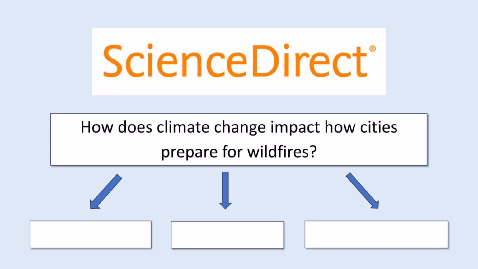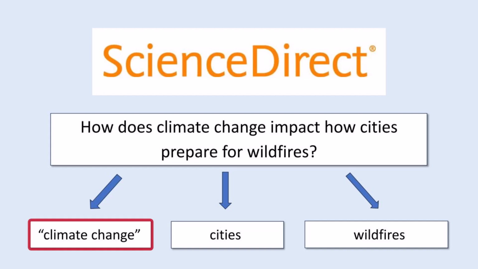So if your topic is, how does climate change impact how cities prepare for wildfires? Instead of searching that full sentence, you'd break it down into pieces like climate change, cities, and wildfires. If one of your terms is an established phrase, like climate change, you can put those words in quotes. This tells the database to search for these two words together in this order, rather than each word as a separate term. However, using quotes can sometimes limit your results too much, so it's a good idea to try searching both with and without them.